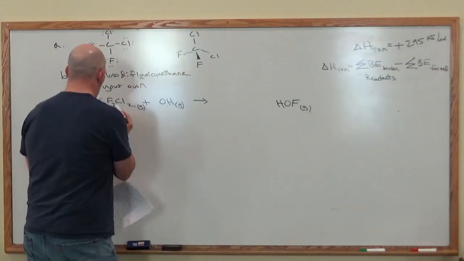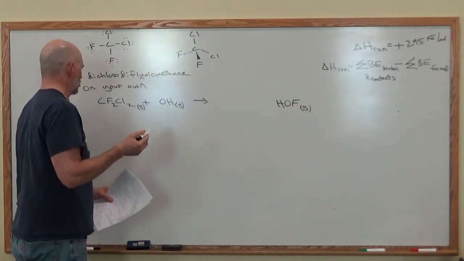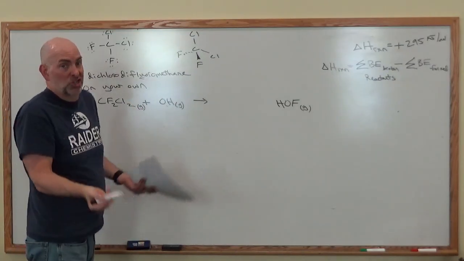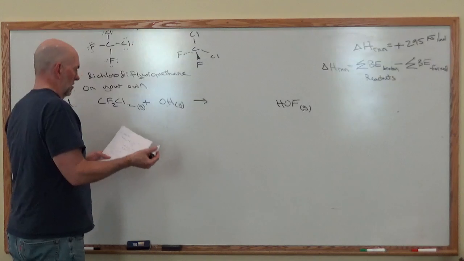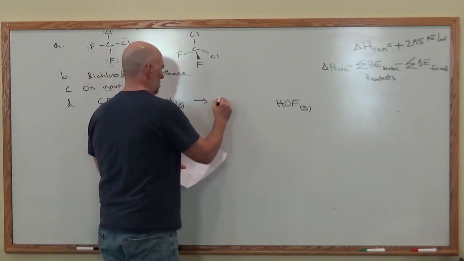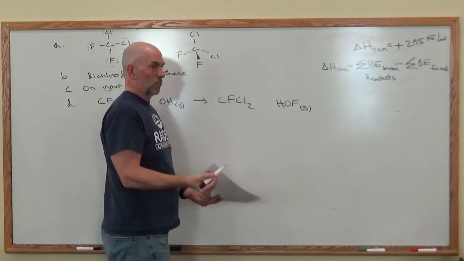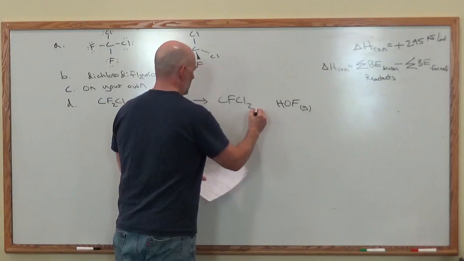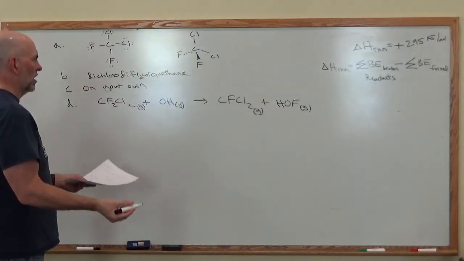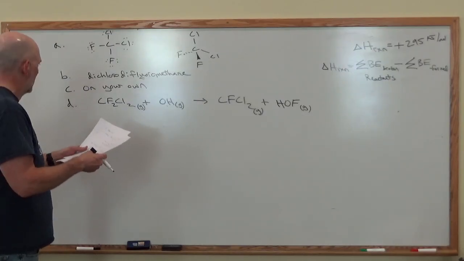So this is just pulling off a fluorine. You can write that different ways. I just put it HOF, I'm not sure why, rather than FOH. You can do FOH. Doesn't really matter, does it? And then what's left behind? Well, that seems pretty easy, just one less fluorine. Okay, so that's what's going on. That's not too tough. And what's letter C?